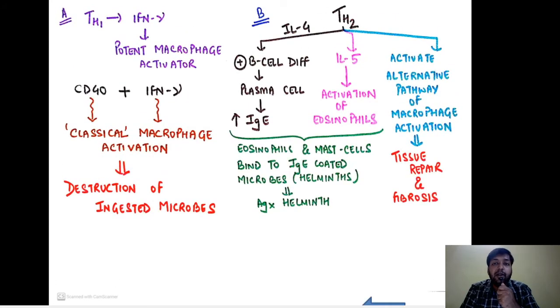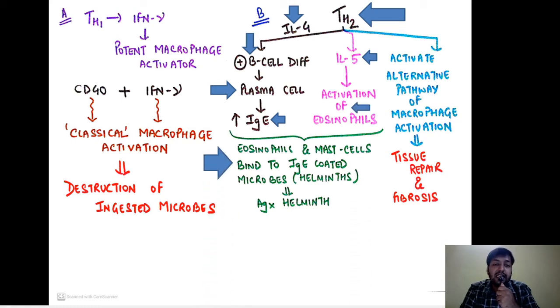Similarly, we are having T helper 2. So T helper 2 releases interleukin number 4, which will cause B cell differentiation into those plasma cells which are going to increase the production of IgE antibody only. And also T helper 2 releases interleukin number 5, which will cause activation of eosinophils. So these eosinophils and mast cells bind to IgE coated microbes, that is the helminths, and they are acting against the helminths. Also the T helper 2 cells activate the alternative pathway of macrophage activation, as we have already read in the chapter on inflammation, and this leads to tissue repair and fibrosis.